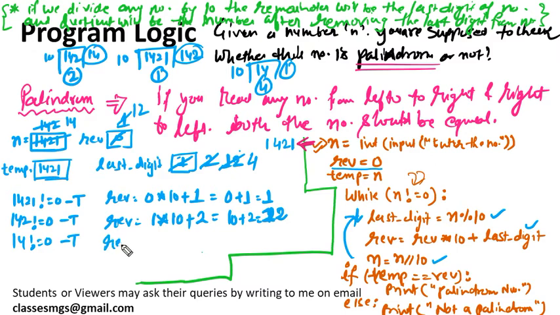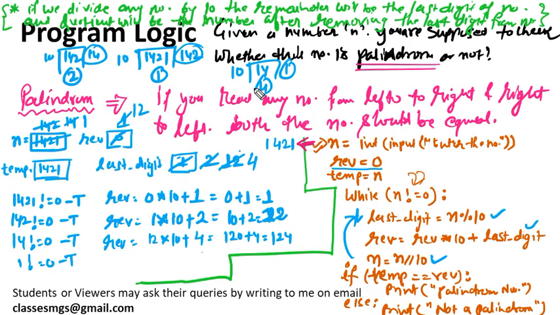So reverse equals reverse value, which is 12, * 10 plus last digit 4. 12 * 10 is 120, plus 4 is 124. Next, n divided by 10, the quotient will be 1. So n value will now become 1. 1 is not equal to 0, condition again true.